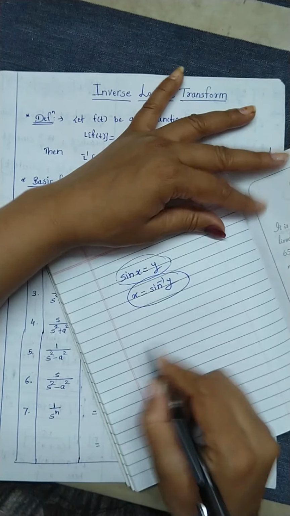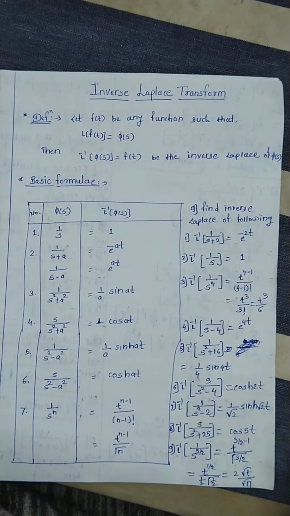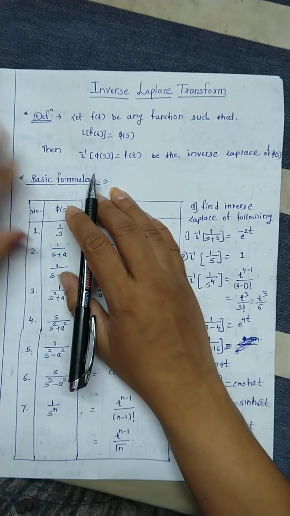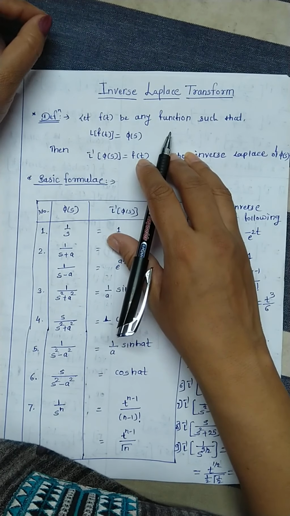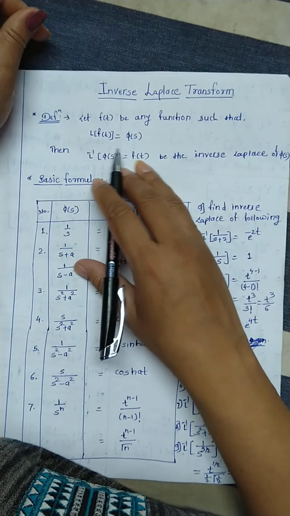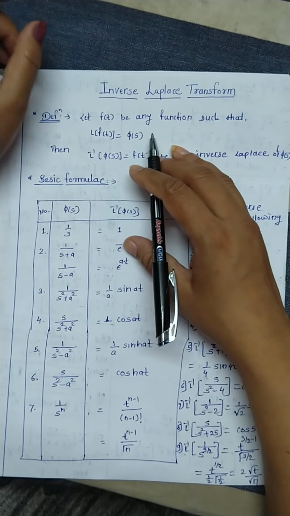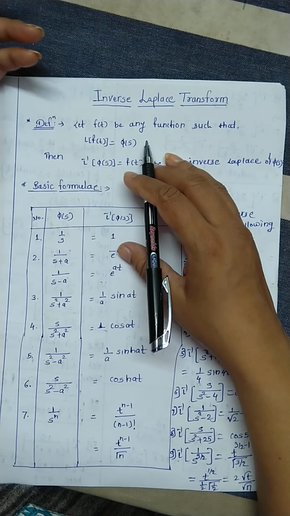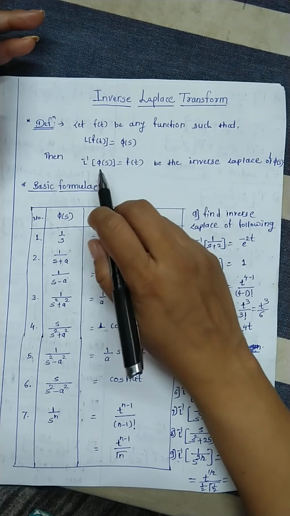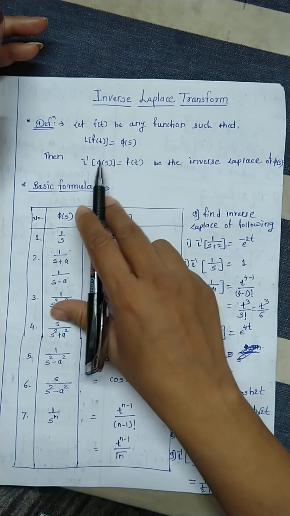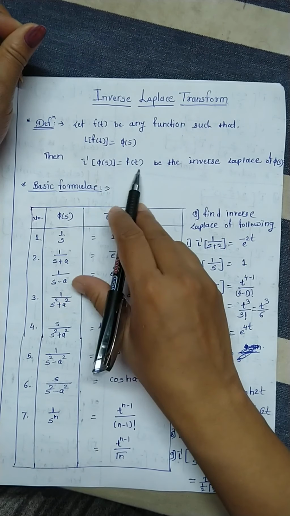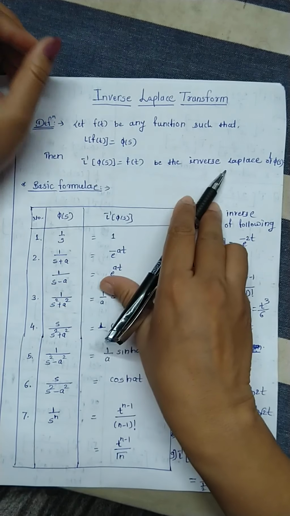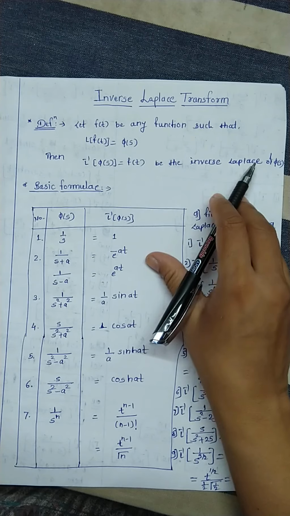Like that only. Consider the first definition of this. Let f of t be any function, okay, regular f of t, such that L of f(t) is equal to phi of s. This is our original assumption for each and every property in Laplace. Now take this L on that side, what it becomes? L inverse. That means L inverse of phi of s becomes f of t.